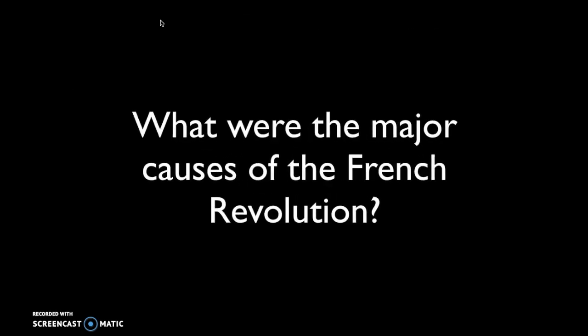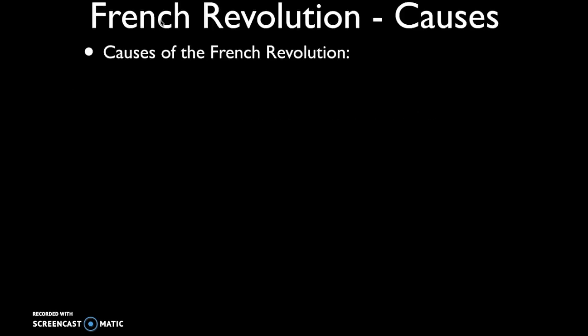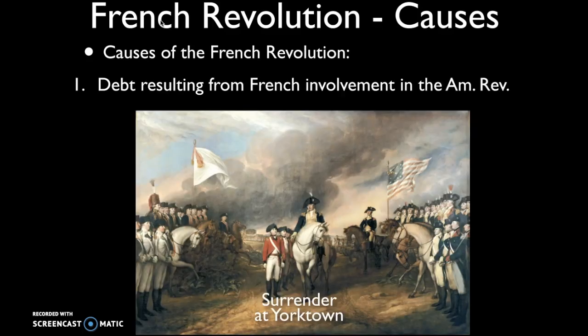So first, what were the major causes of the French Revolution? We can really discuss three major causes. First, there was a significant debt that the French had accrued as a result of their involvement in a number of wars. First, we have the 7 Years' War, or what's known in the United States as the French and Indian War, which was fought between primarily the French and the British. It was really the first major global war.